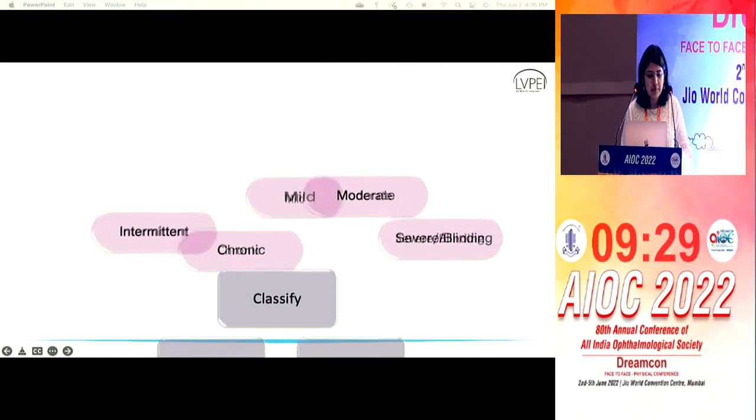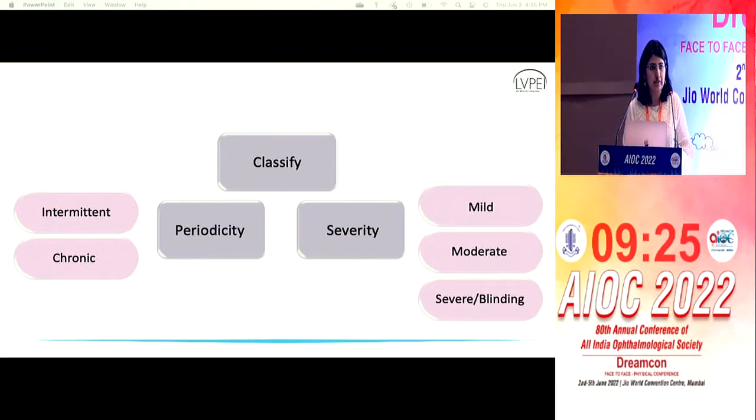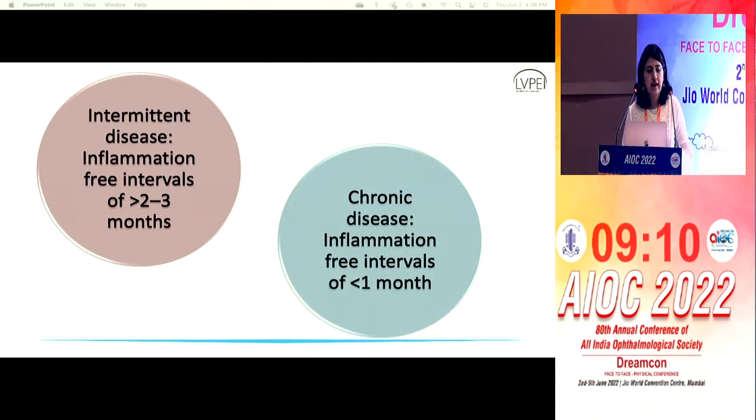The first step is to classify the disease based on periodicity and severity. Let me take you through what these terms mean. A patient is considered to have an intermittent disease if there are inflammation-free intervals of at least 2 to 3 months after discontinuing topical therapy. And if the patient has a relapse within 1 month of stopping the anti-allergic medications, then the patient is said to have a chronic disease.